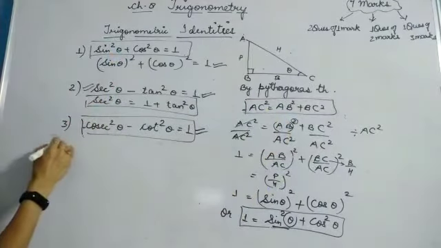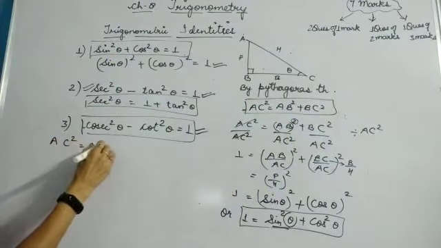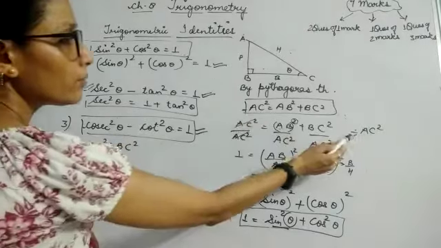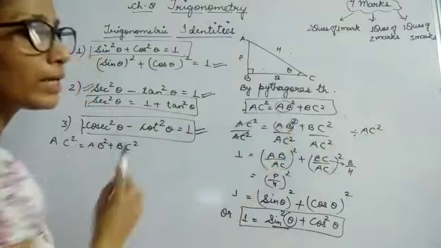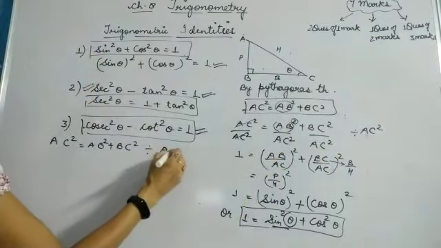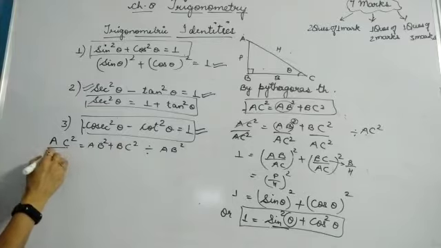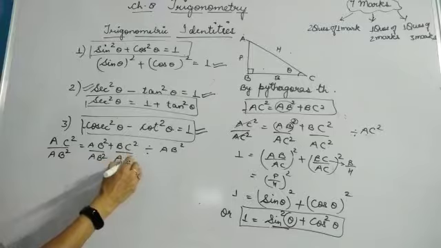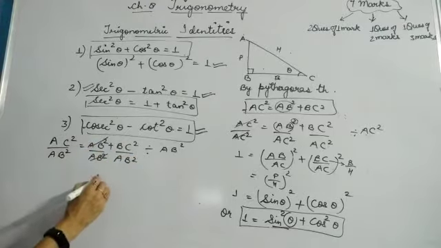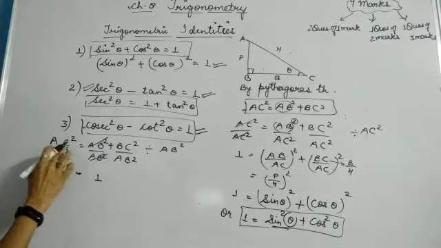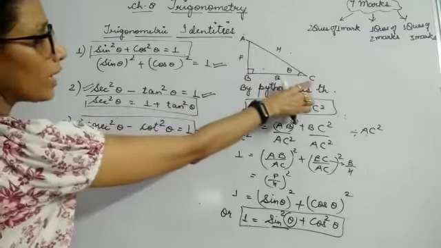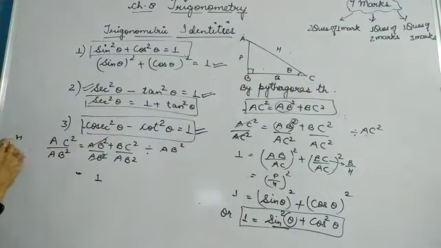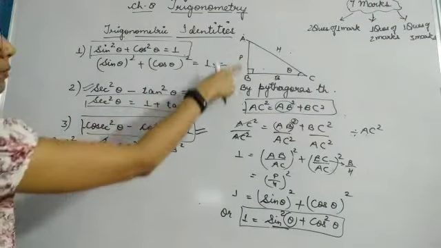Here it is given to you AC square equal to AB square plus BC square. I have written it again. Now once I have divided it by AC square, now I will be dividing it by AB square. So dividing it by AB square, I am getting AB square by AB square, and AB square and AB square gone, so it is equal to 1. Now what is your AC by AB? AC is what? Hypotenuse. What is your AB? It is P. So AC is H, AB is P.